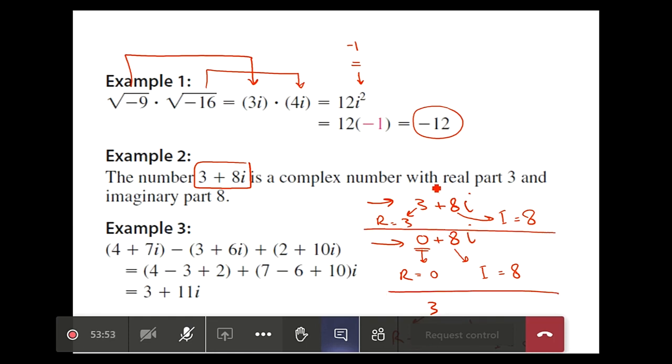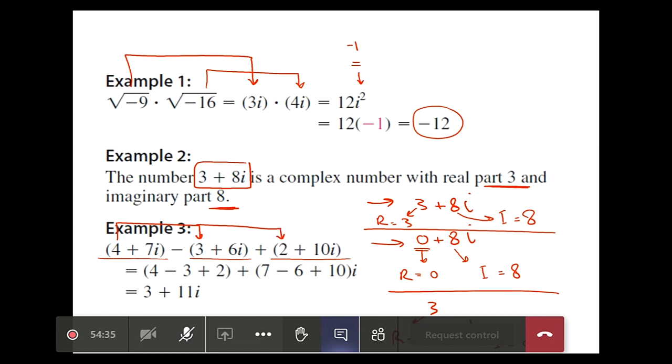So the complex number with 3 as the real part and 8 as the imaginary part. If we have three complex numbers, this one minus this one plus this one, how can we add or subtract complex numbers? If we need to add or subtract complex numbers, just add the real parts together and the imaginary parts together. So we must add 4 minus 3 plus 2.